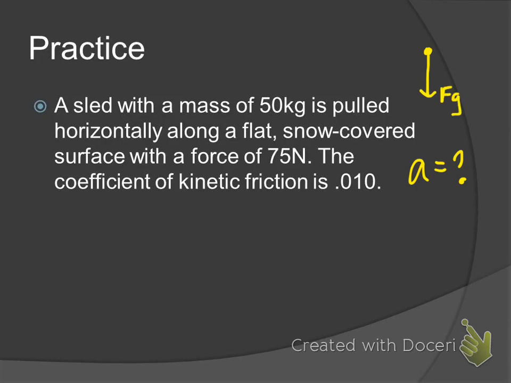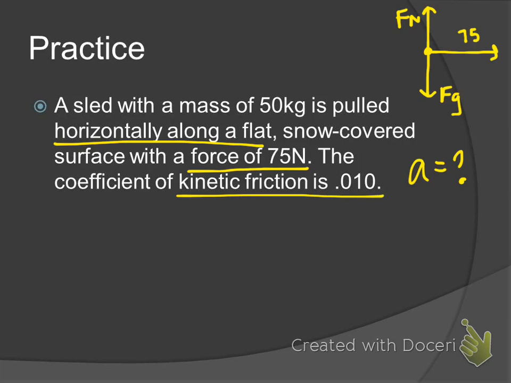Gravity's always acting. Normal force is acting. We've got some applied force because it says it's being pulled horizontally along a flat surface with a force of 75 newtons. So that's going to be our applied force. Would we agree with that? Okay, and it gives us our coefficient of friction, which means we have to know that there is a friction force.